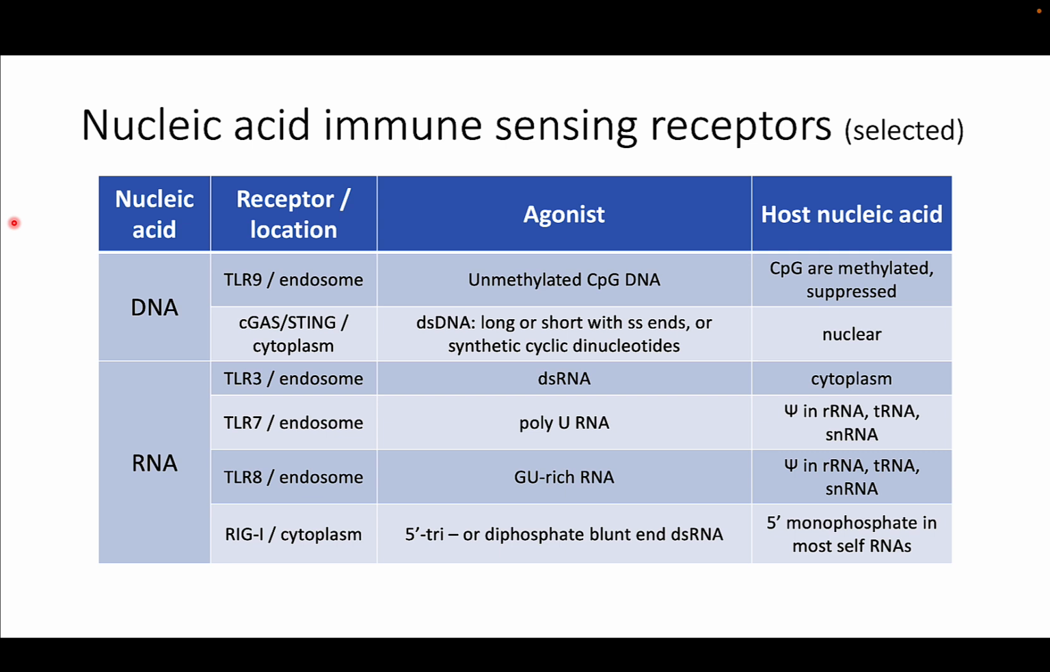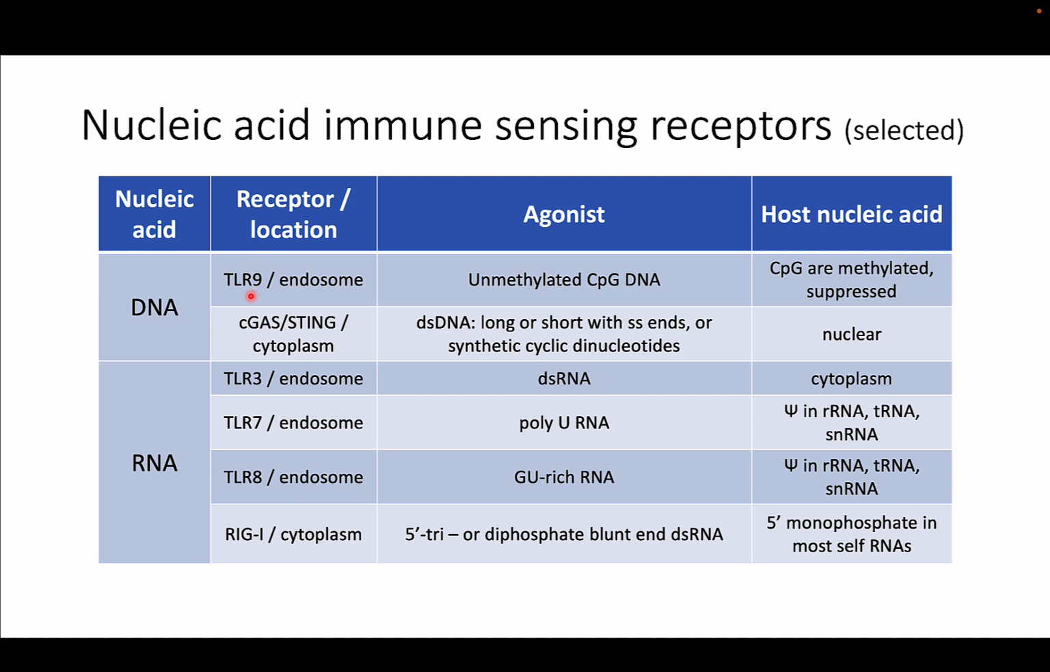This table shows the nucleic acid immune sensing receptors that are being targeted or have been targeted in human clinical trials. Some of these receptors recognize DNA and some of them recognize RNA. The DNA recognition is accomplished by TLR9, toll-like receptor 9, which is in the endosomes of cells, and cGAS-STING, which is a cytoplasmic receptor pathway.